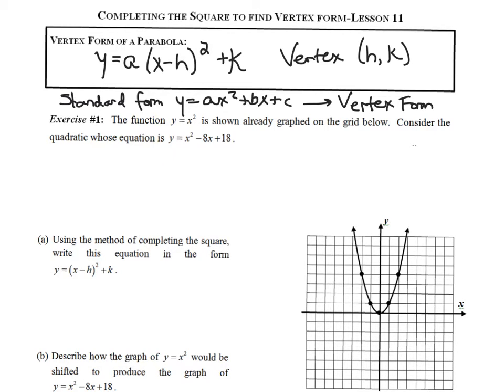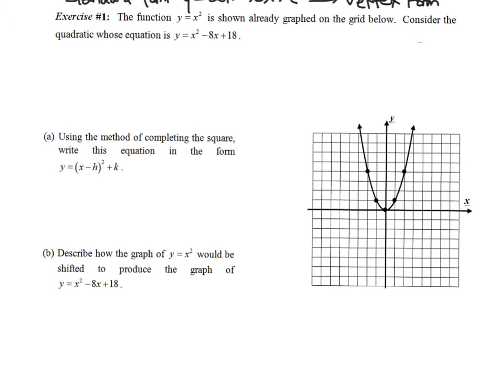So let's start with exercise number 1. In the graph that we're given, we are given the graph of y equals x squared. That's our standard parabola graph. We want to be able to convert the equation y equals x squared minus 8x plus 18 over to vertex form. So I'm actually going to start writing part A right underneath my equation, just for lack of space underneath part A in my notes. I think you'll have enough room.